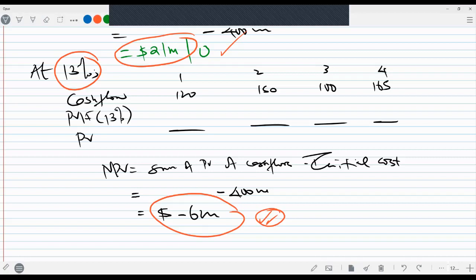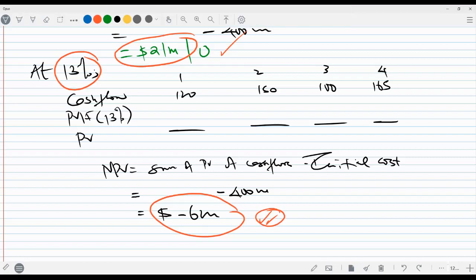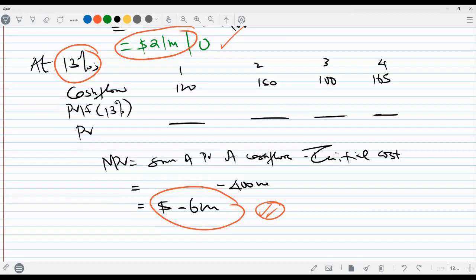So since now we have the two discount rates, we can call 10% our A and 13% our B. Therefore, you have to use the formula.